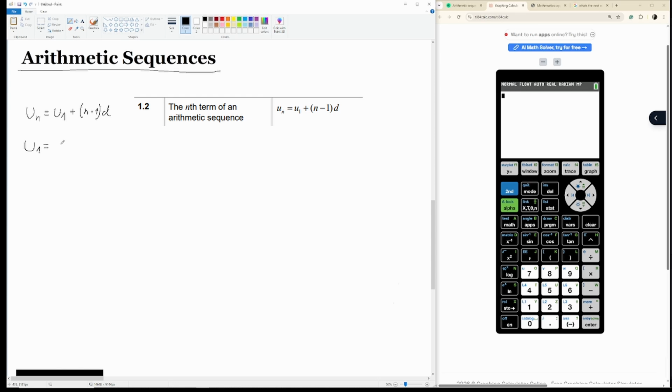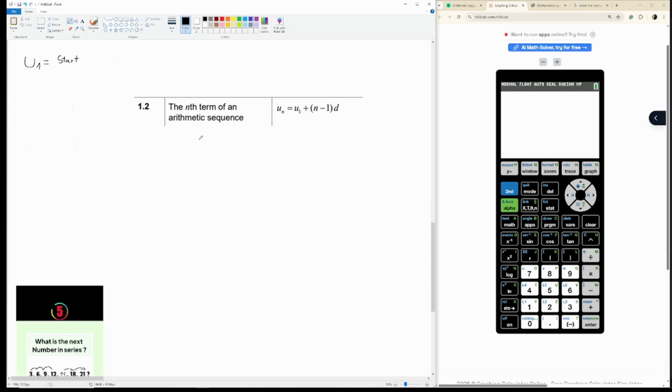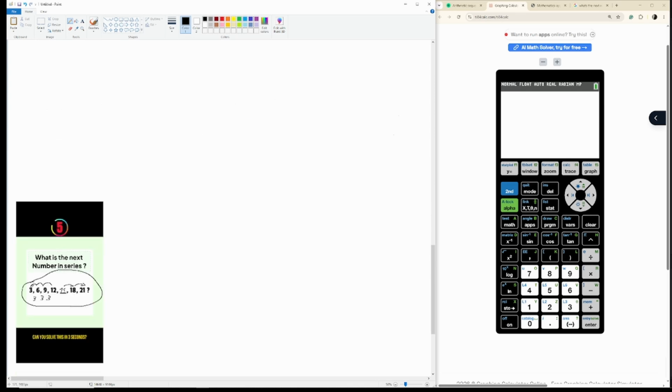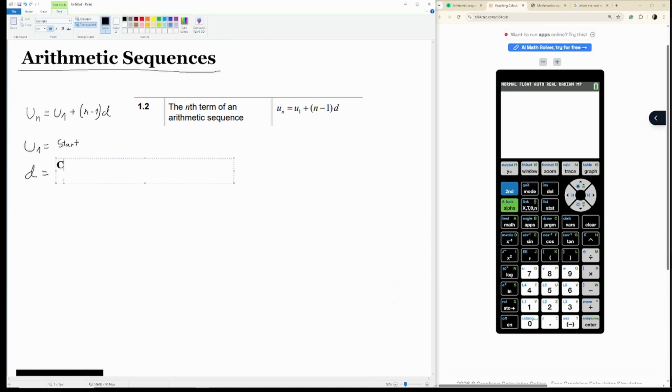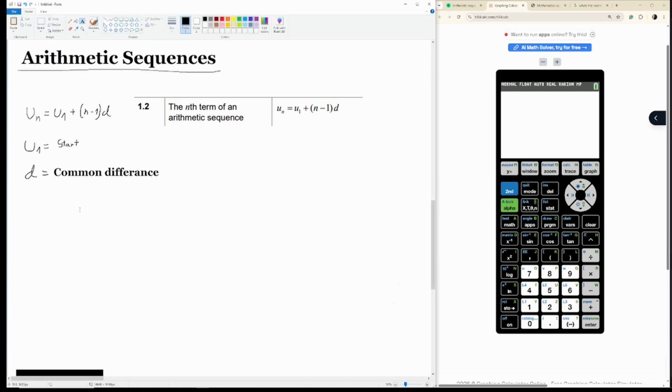It means that this is the start of your series, and if you're given a huge set of numbers, like here, 3 is the U1, it's the start of your series. The d is the common difference, and d shows a constant change. If d is positive, it means that something is going constantly up. And if d is negative, it means that something is going constantly down.